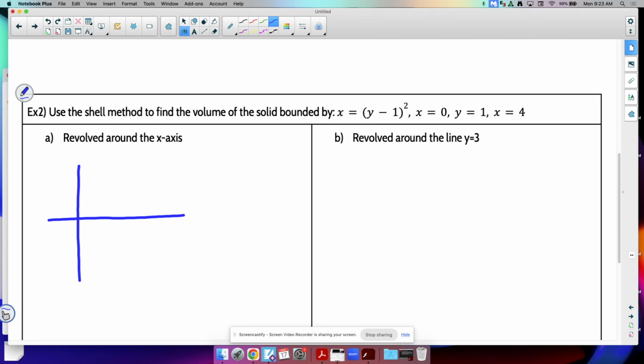Open to the right, and then that minus 1, since it's inside with y, how's it going to move? Up. But okay, so technically this should be like the upper and the lower, but it's also being bounded by the line y equals 1, x equals 4, and then x equals 0. So we're looking at this region right here, and we are going around the x-axis.